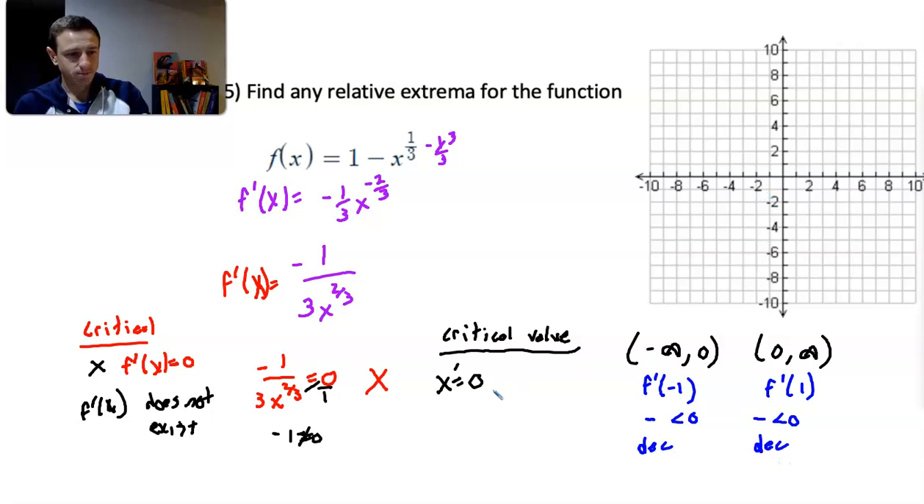So let me get the y value that corresponds with 0. So I'm going to take f of 0 into my original function, which is just 1 minus 0 to the 1/3, which is 0, so 1 minus 0 is 1. So 0, 1. So it's decreasing coming in, and it's decreasing going out.